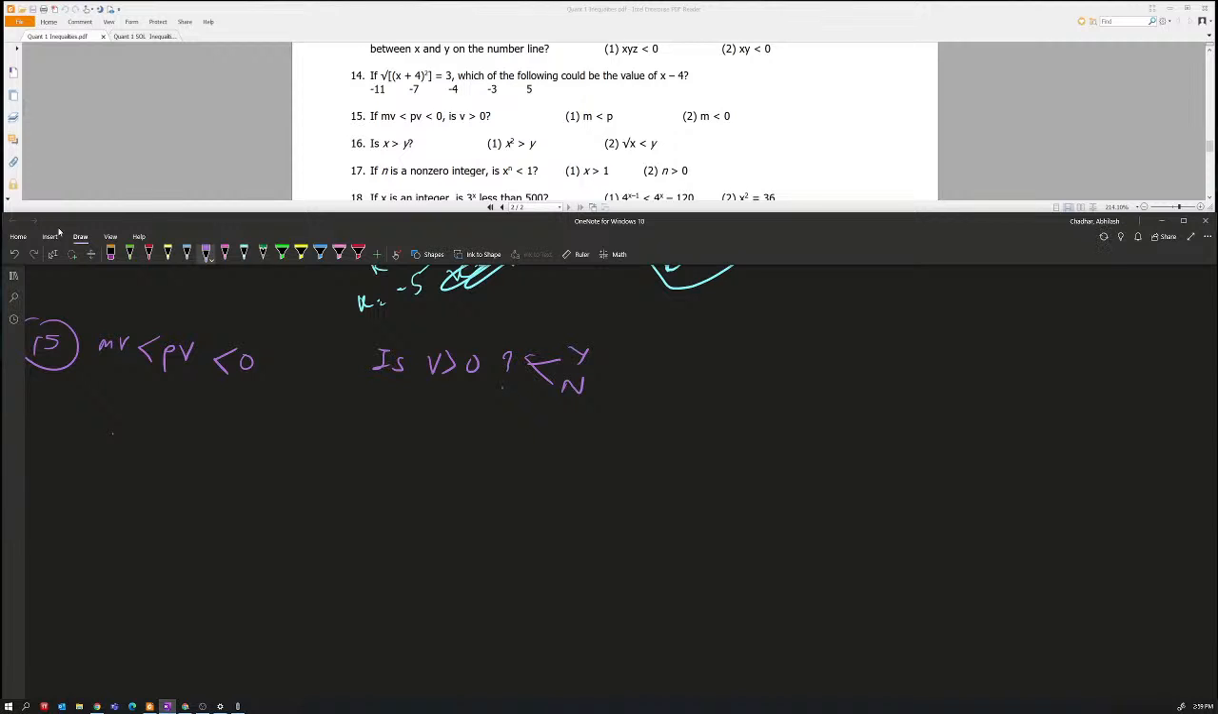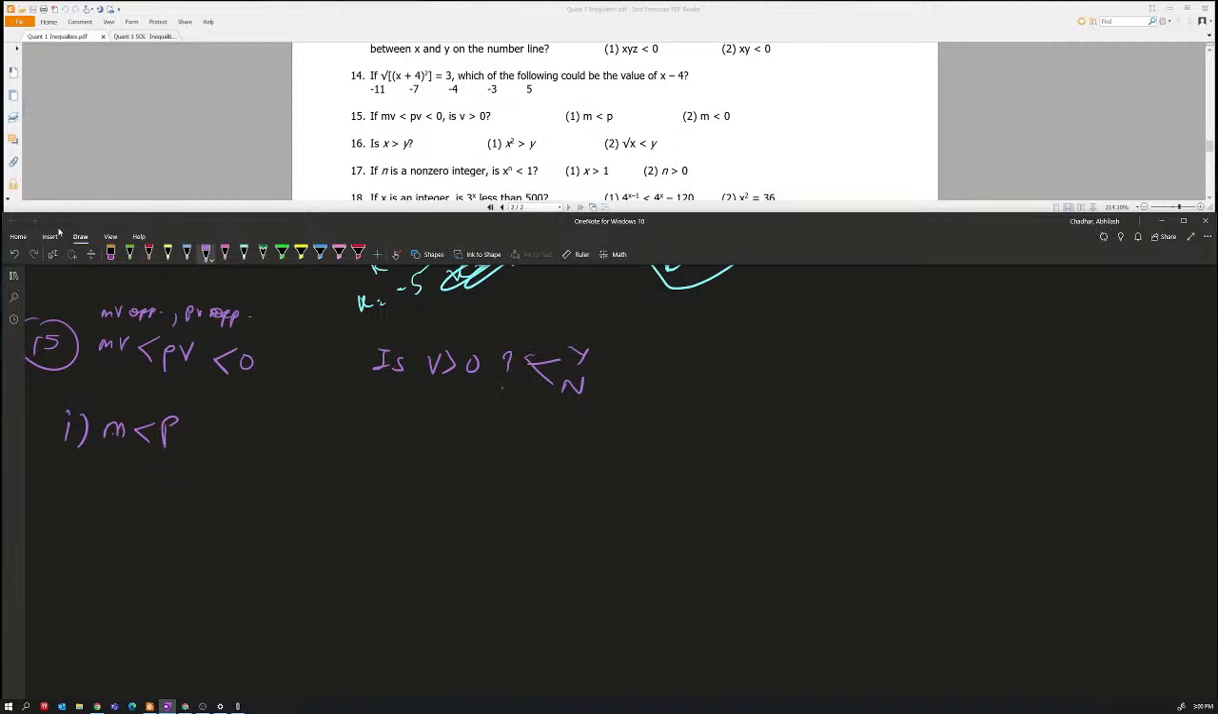So it's easy. Let's take the first condition, which says M is less than P. If M is less than P, what happens? We don't know the sign of V here, but since PV is less than 0 and MV is less than 0, one thing is for sure: both have opposite signs. So P and V have opposite signs, and M and V have opposite signs. That is for sure.